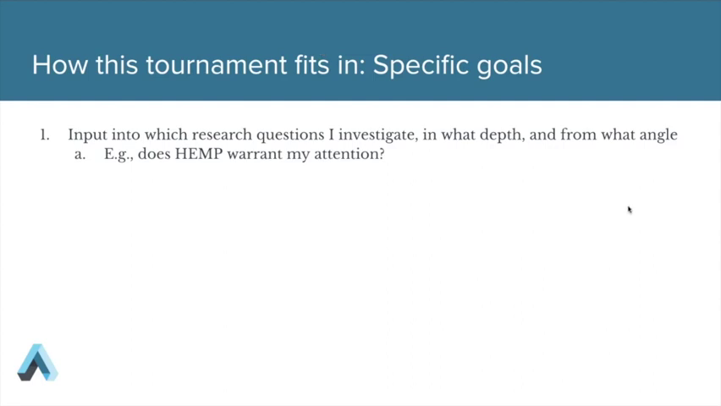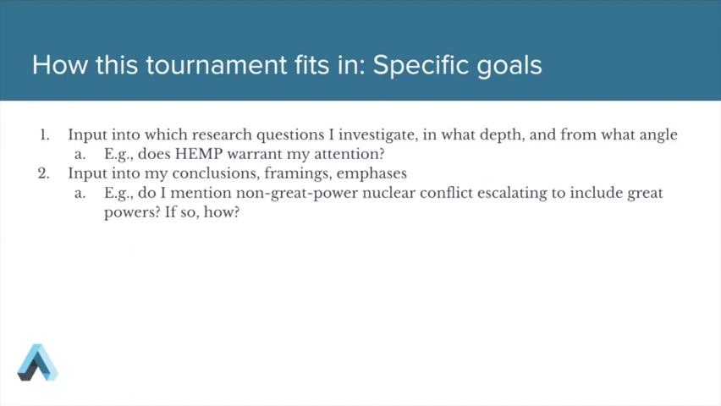So that's when I'm on the fence about whether to spend time on it. We also have inputs into my conclusions, framings, and emphases. Do I mention non-great power conflict escalating to include great powers? And if so, how? Some people are concerned about this idea that if you had a North Korea exchange or an India-Pakistan exchange, somehow someone like the US, China, or Russia, or two of them, would also get involved. So I put up a question about that. This will be an incremental update towards either mentioning it or not bothering to, because I don't know how concerned to be yet. So hopefully this can help inform me on how concerned to be about that sort of scenario.